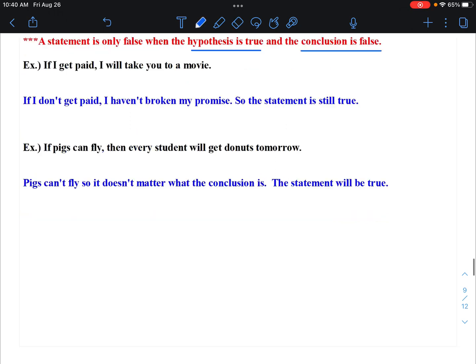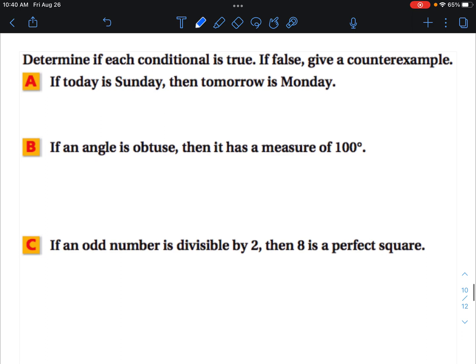Okay? So let's practice this. Determine if each conditional is true. If false, give a counterexample. If today is Sunday, then tomorrow is Monday. So if today is Sunday, so we're going to assume that that's true, then tomorrow is Monday. Well, if today is Sunday, tomorrow would have to be Monday, so that would be true as well. So this whole statement is true. Because if today was Sunday, then tomorrow would have to be Monday. Okay? All right, let's go to B.